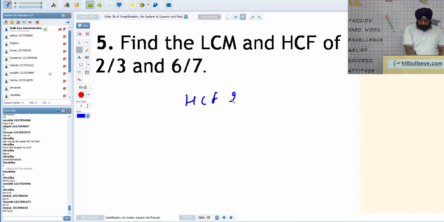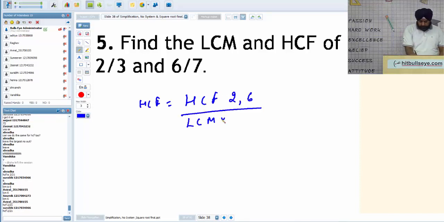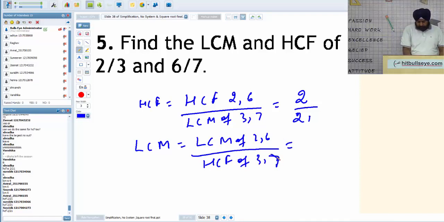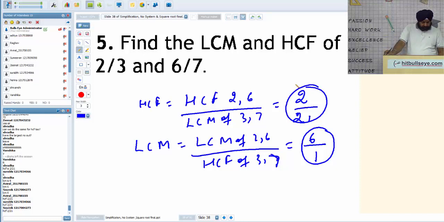HCF is HCF of 2, 6 over LCM of 3, 7. Highest common factor of 2 and 6 is 2. LCM of 3, 7 is 21. LCM is LCM of 2, 6 over HCF of 3, 7. LCM of 2, 6: 2 is contained in 6, so it's 6. 3 and 7 are co-prime, so HCF is 1. So 6 by 1 is the LCM, and 2 by 21 is the HCF. I hope all of you are clear with this concept.